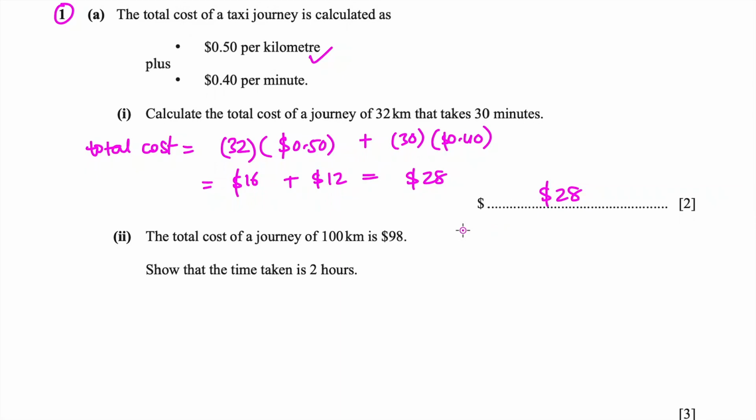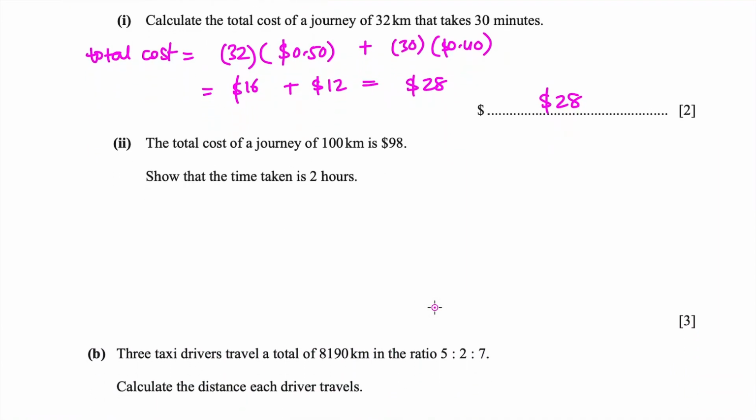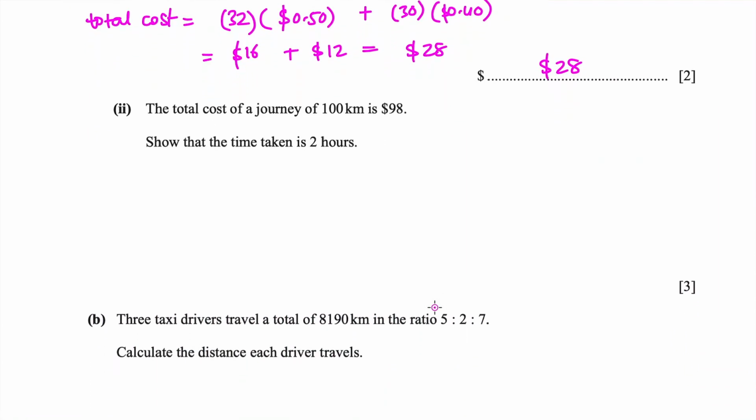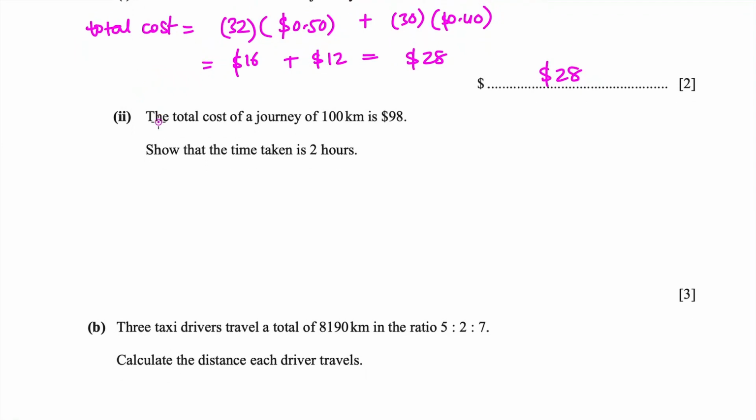So you just look at the distance traveled and the time taken and then multiply with their respective values, 0.5 and 0.4. Okay, so let us go to part 2. The total cost of a journey of 100 kilometers is $98. Show that the time taken is 2 hours.